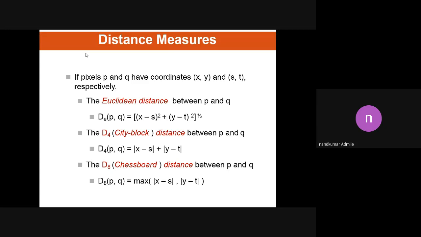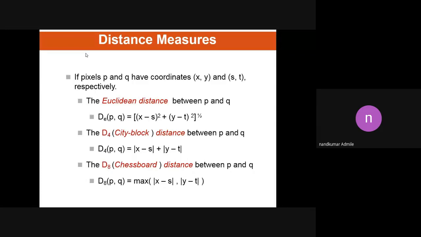Okay, so there are a number of distances, but for our syllabus we have to study the basic distances. The first one is the Euclidean distance, the second one is the D4 distance, also called the city block distance, and the third one is the D8 distance, the chessboard distance. Now what is a Euclidean distance, what is a city block distance, what is a chessboard distance? Why is it called a city block, and why is it called a chessboard?